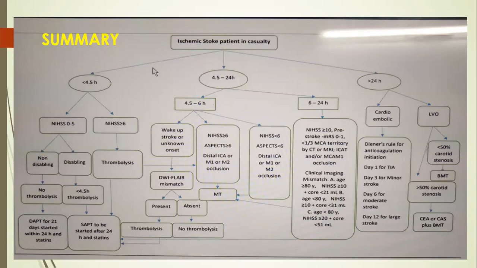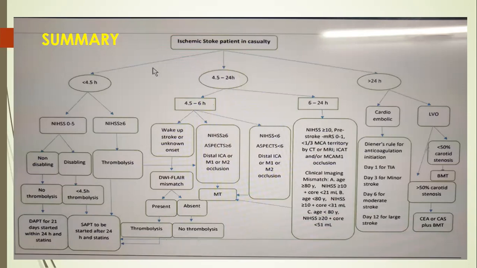Whatever is possible in our government setup, most of the time we can't do anything. Thrombolysis also we cannot do. We can give antiplatelets. We can evaluate the patient for cardiac and carotid artery stenosis. We can identify large or small vessel occlusion in our setting. Whatever possible thing we are able to do in this setting, we can do. This table everybody should be knowing: less than 4.5, 4.5 to 24, more than 24 hours.